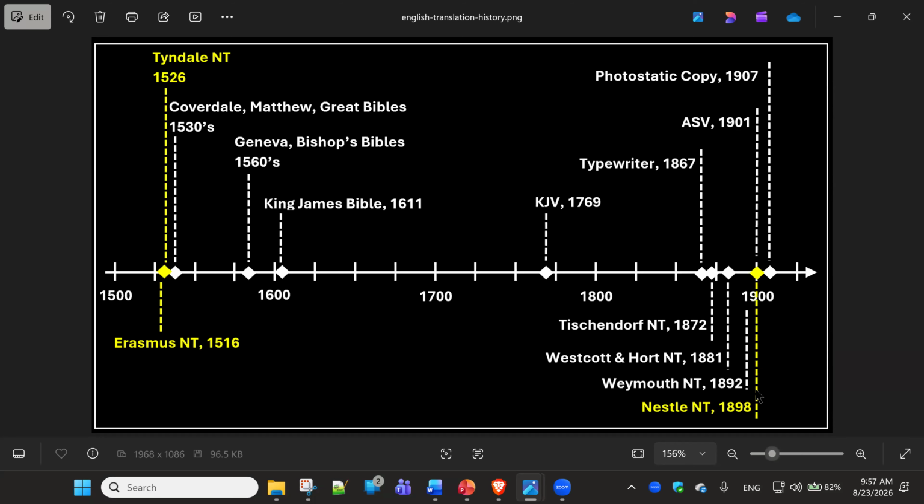21 editions later, 20 editions later, his text was basically the, what's the word that begins with an S, the word when you combine things together? Synthesis of these three right here. Tischendorf, Westcott and Hort, the devil, depending on what you believe about the King James Version. And then Weymouth. Now you have the Nestle text.